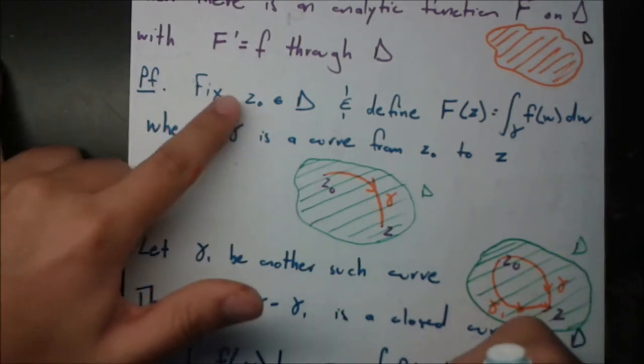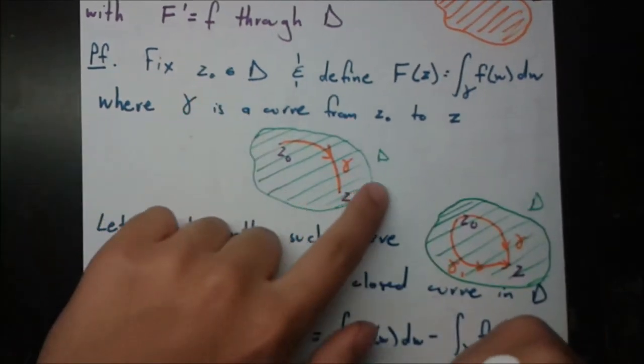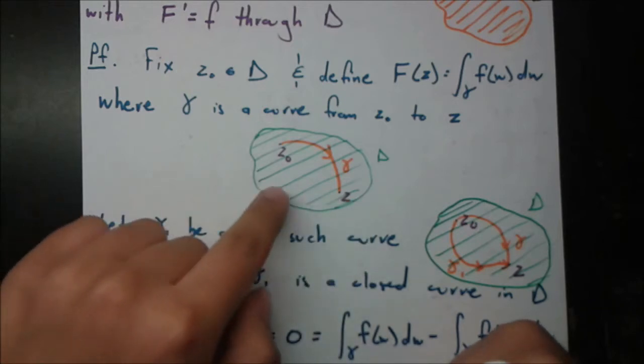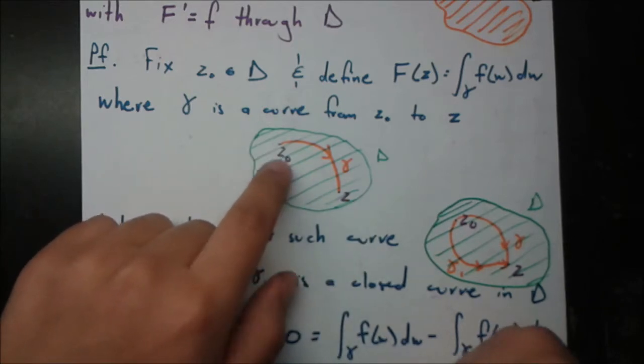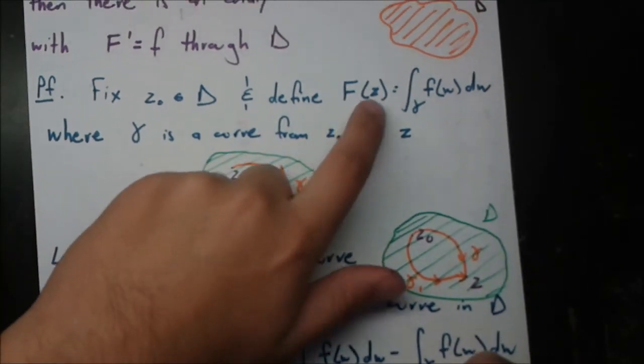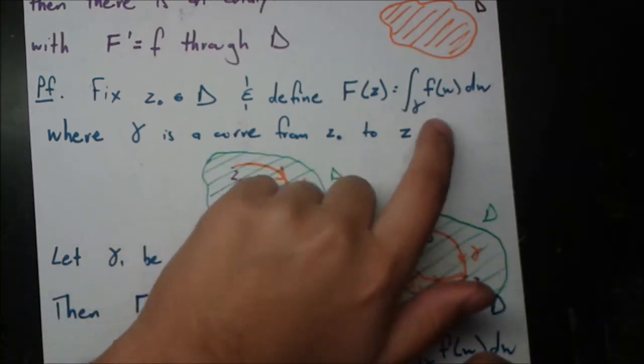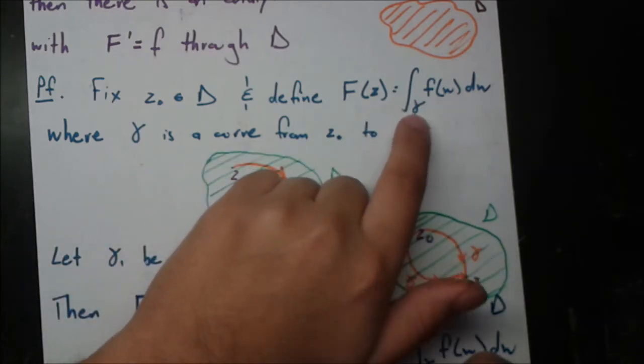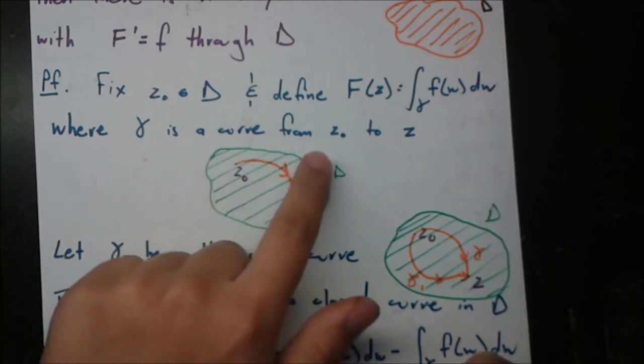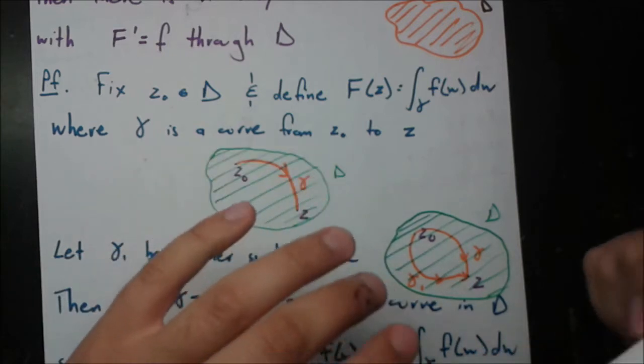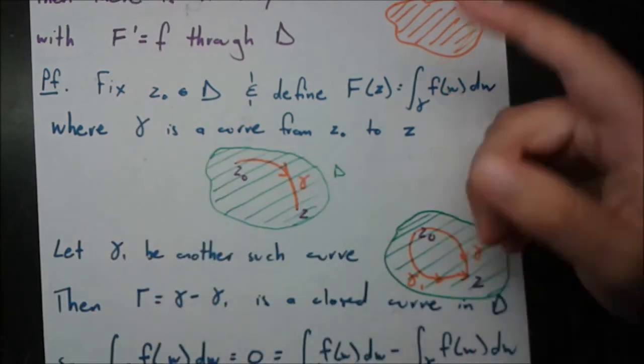So we're going to fix a z0 in our D. So this D I've drawn in, now it's green. So we're going to fix some point z0, so right here. And we're going to define big F of z as the integral of f of w dw over some curve gamma, where gamma is any curve from z0 to z. So this is a little bit confusing. Let's shed some light on it.